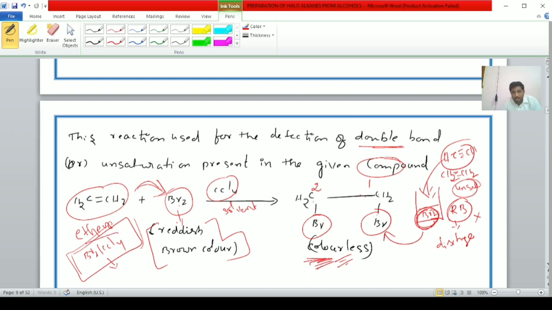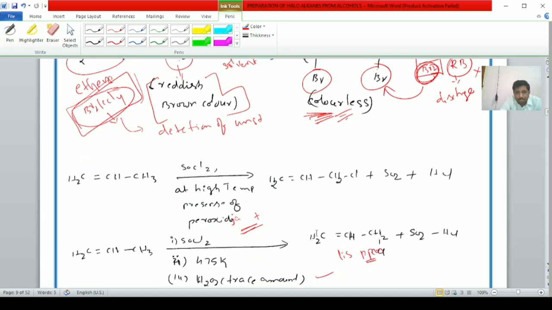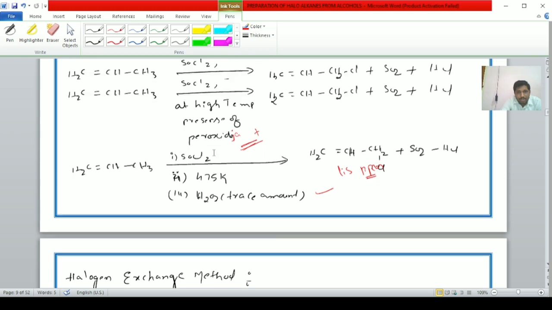Here the reagent bromine in the presence of carbon tetrachloride can play an important role for the detection of the unsaturation. Here 2 points, student. One is reddish brown color discharged. Another one is colorless vicinal dibromide is formed. Finish, student. It is next one. It is not there from a board point of view, student. From a competitive point of view it is there. Concentrate more, student.